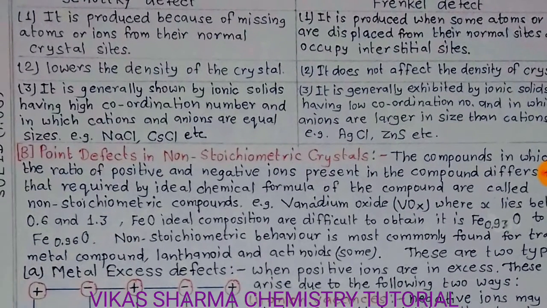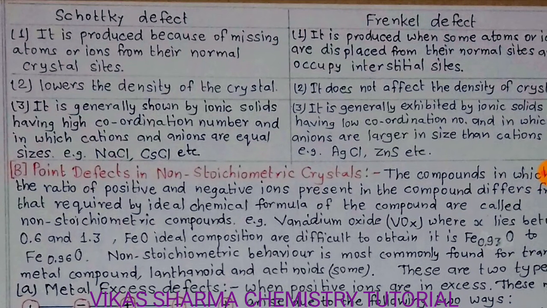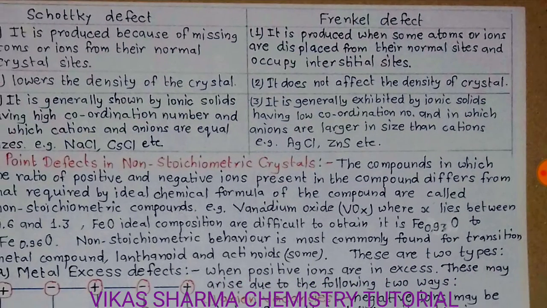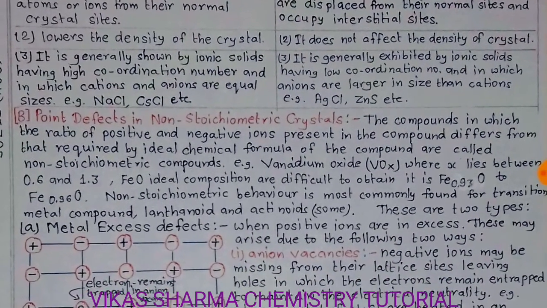Third one, it's a major point. Schottky defect is generally shown by ionic solids having high coordination number and in which cations and anions are of equal size. Example, alkali halides, for example sodium chloride, cesium chloride, etc. Frenkel defect, point number 3, is generally exhibited by ionic solids having low coordination number and in which anions are larger in size than cations, mostly in transition metals, for example silver chloride, zinc sulfide. You remember this point?